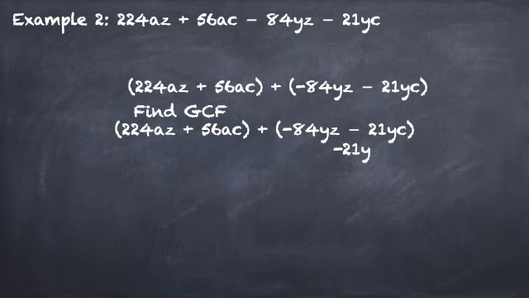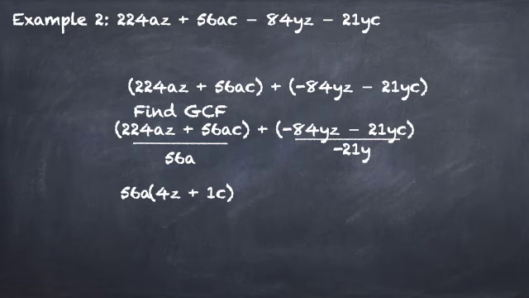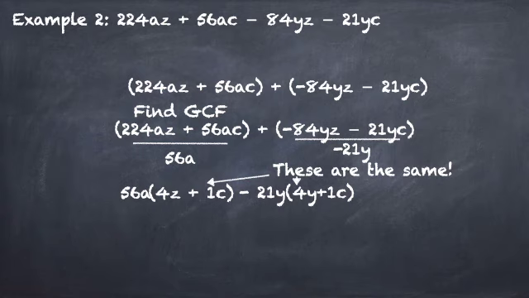The reason why I say negative is because that 84 is negative, and when the first term is negative, typically we take out the negative. So negative 21y. On this side, 56a is my GCF. So I'm going to put my GCFs out front. Here I'm left with 4z plus 1c. Here I have minus 21y, and I'm left with 4y plus 1c. Again, these are the same, so we have a match.